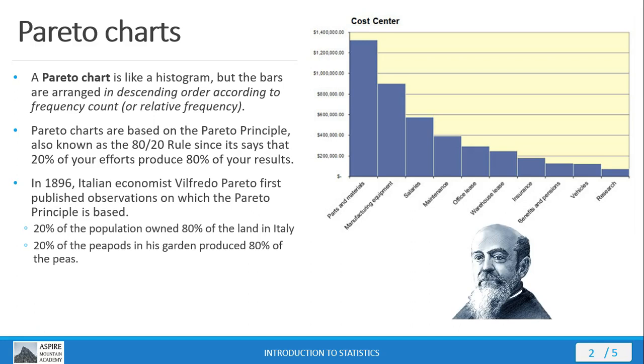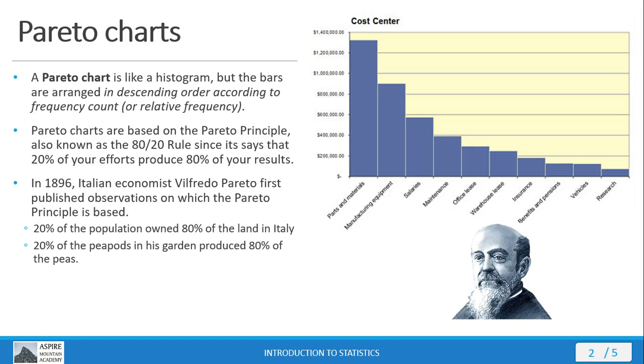Now, in 1896, this Pareto guy published a paper in which he described his observations of this 80-20 proportionality playing out all over the place. For example, he noticed that about 20% of the population in his home country of Italy owned about 80% of the land. He also noticed that about 20% of the pea pods in his garden produced about 80% of the peas. And he looked at all sorts of different scenarios and found this 80-20 proportionality repeating itself over and over again.